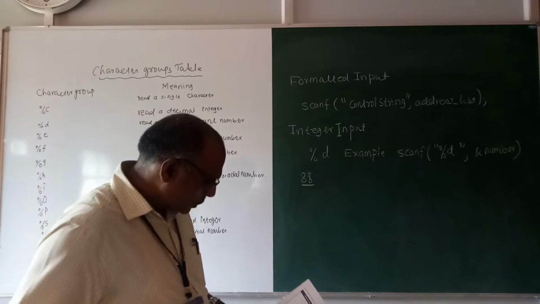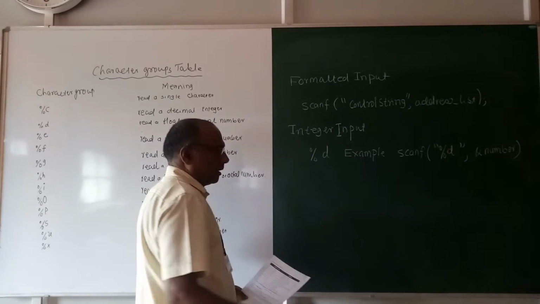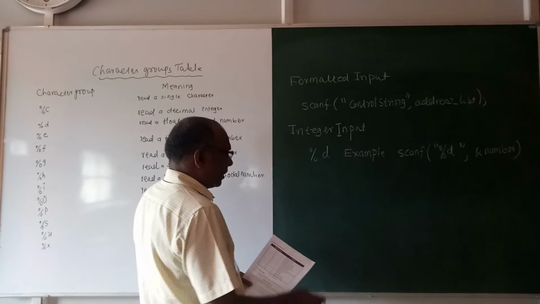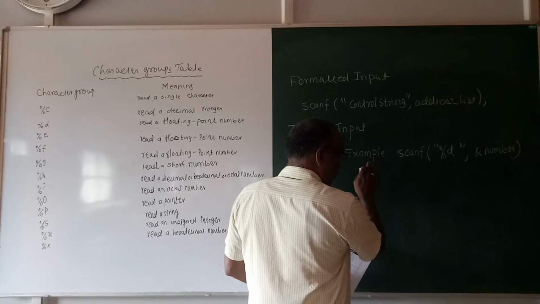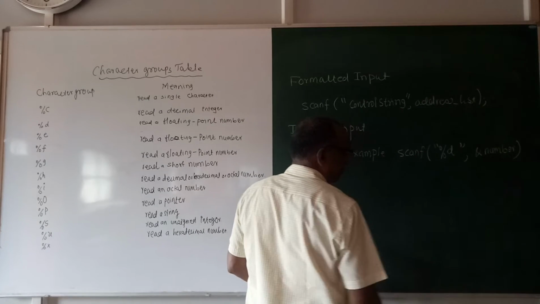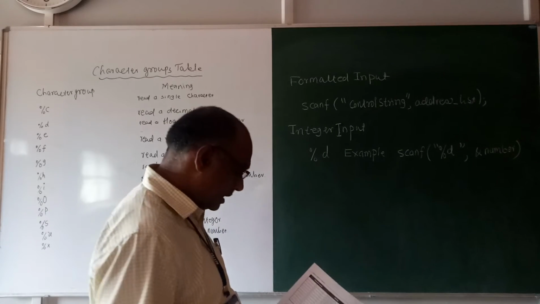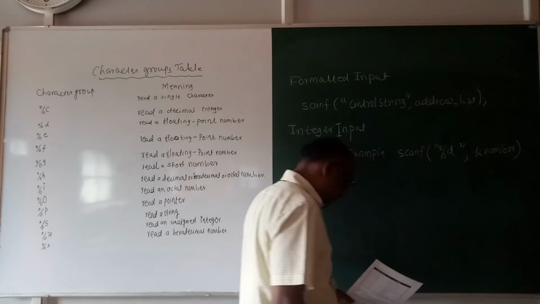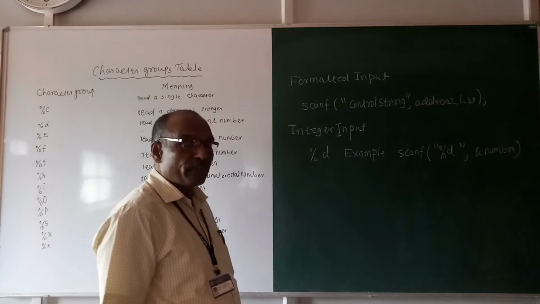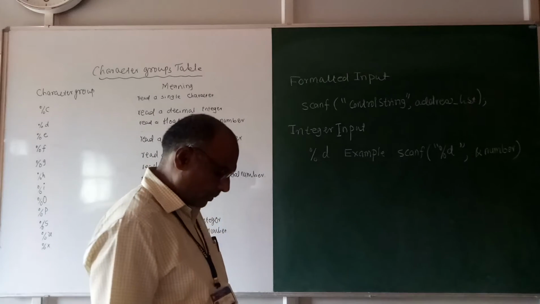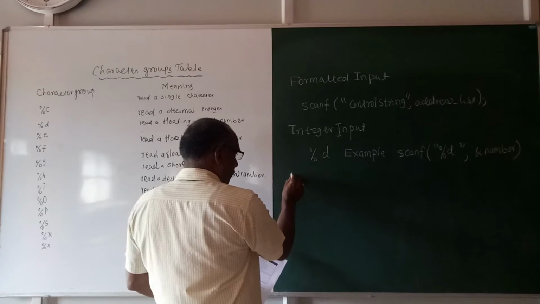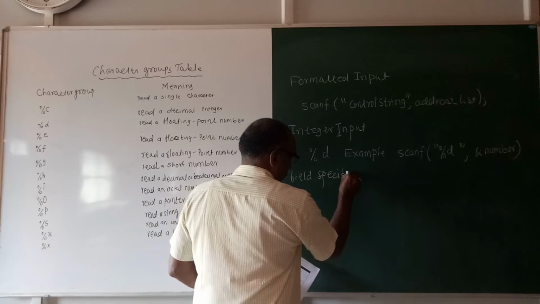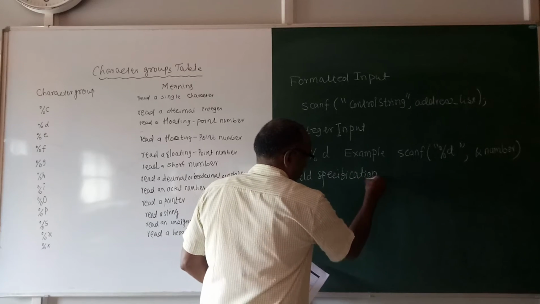Now, I want to specify in a variable list the number of digits. That means the same input statement, scanf, I want to specifically write so that the data is accepted through the field specification. What is meant by field specification? Hope you got this.